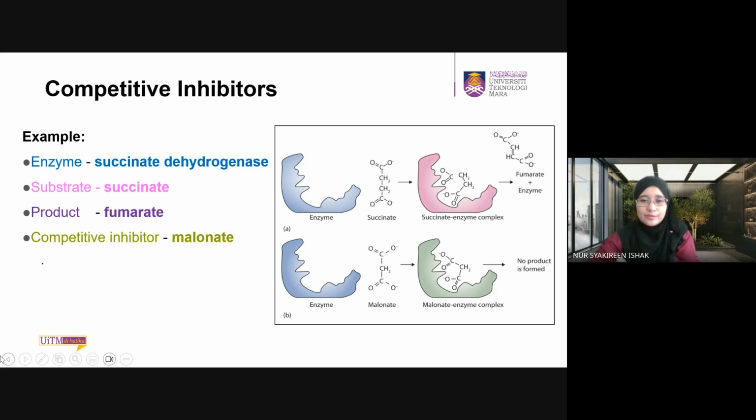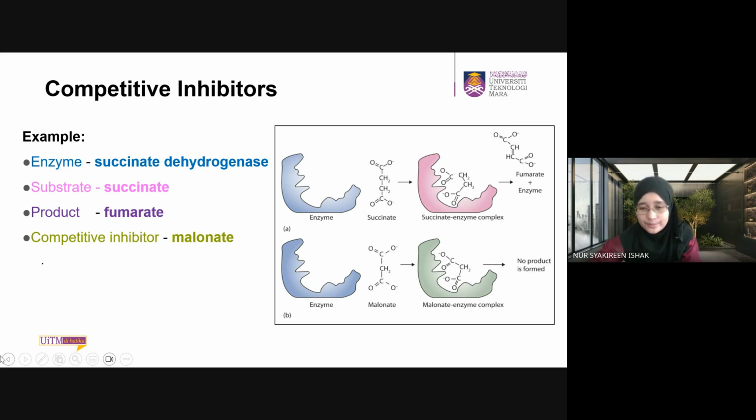When you increase the amount of substrate in the reaction, there is a higher chance of substrate binding to the active site instead of the inhibitor. The other one is the non-competitive inhibitor, where the inhibitor binds to the allosteric site. It is non-competitive because the inhibitor binds straight away to the allosteric site, causing the enzyme to change shape. It doesn't care about the substrate. The active site changes shape, and the substrate cannot enter.